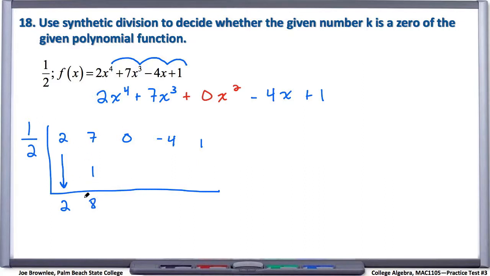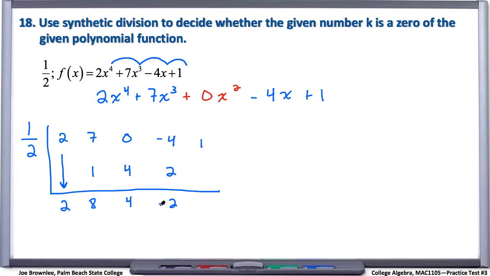And again, 1/2 times 8 is simply asking, what's half of positive 8? Well, half of positive 8 is positive 4. Again, add vertically, so 0 plus 4 is 4. 1/2 times 4, simply asking, what's half of positive 4? Well, half of positive 4 is positive 2. If we add vertically, -4 plus 2 is -2.